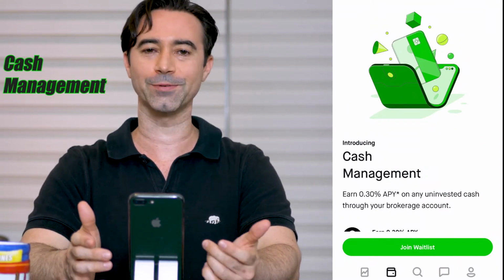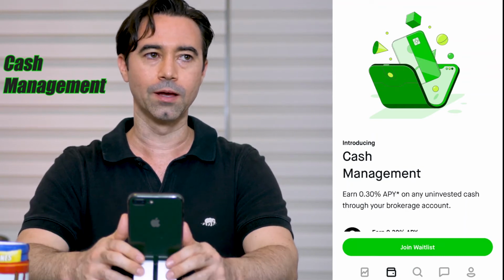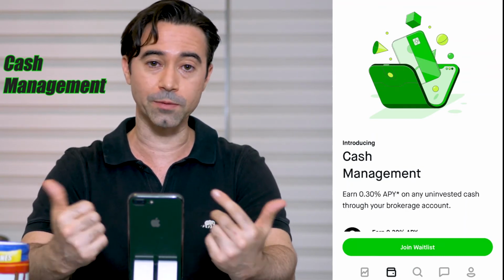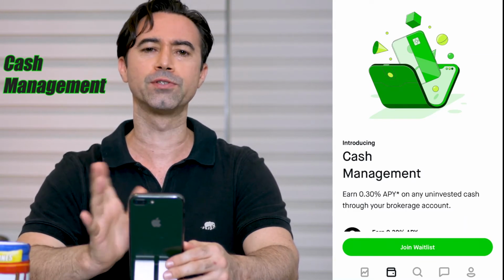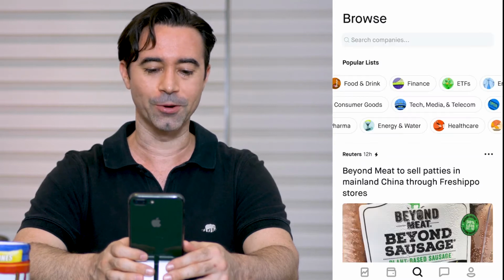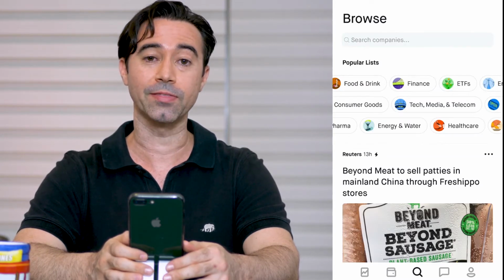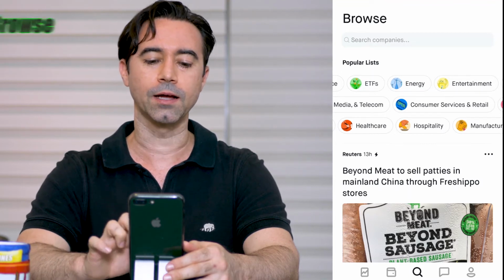To compare this real quick, M1 Finance also has this available. A lot of the robo-advisors, Betterment, Wealthfront, they have this too. So basically Robinhood's joining the party on this one, per se. So it's good that they're having it, but it's not like they're trend setting on this. Anyway, on to the next thing.